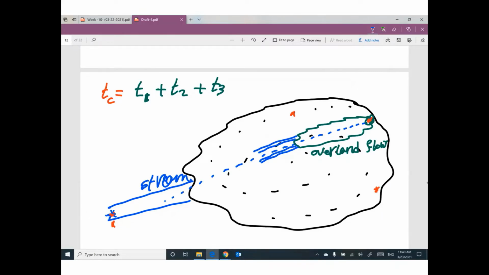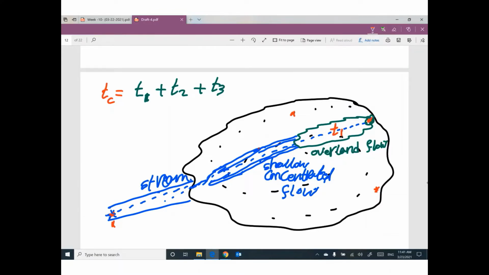This one is called shallow concentrated flow. Then the last step is stream flow. You are in the stream right now. The first type of flow has time T1, the second has time T2, the third has time T3. If you add these times together, we get the time of concentration.